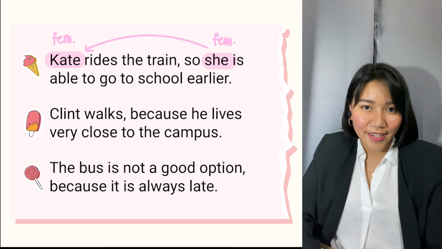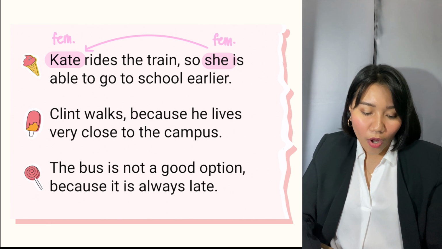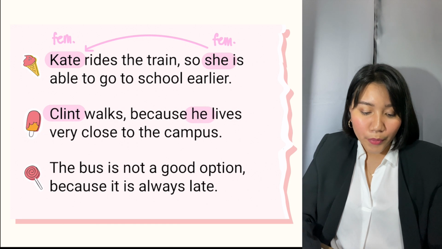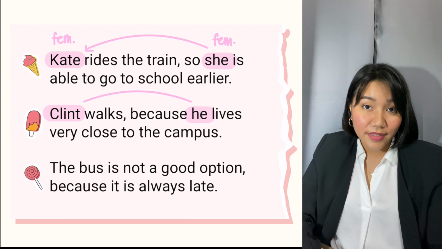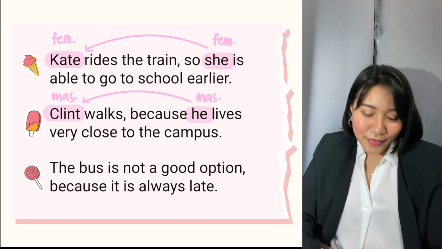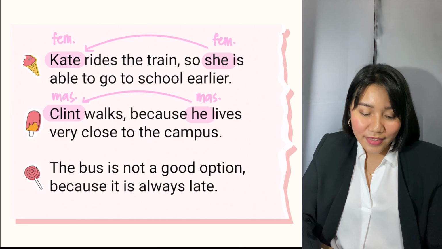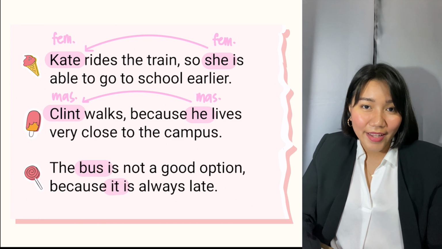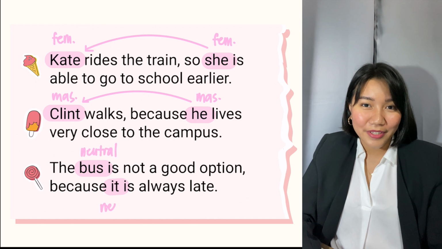Let's take a look at the second sentence. Clint walks because he lives very close to the campus. Clint is the antecedent of the pronoun he. The antecedent is masculine, so the pronoun is masculine. Last sentence. The bus is not a good option because it is always late. Bus is the antecedent of the pronoun it. The antecedent is neutral, therefore the pronoun is neutral.